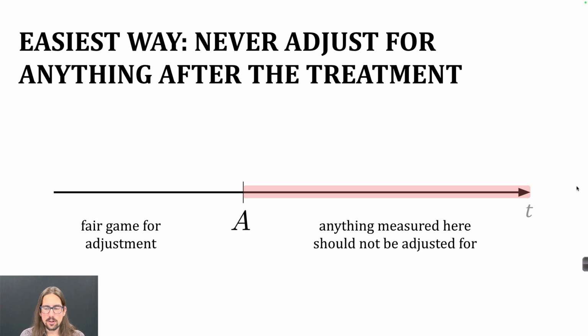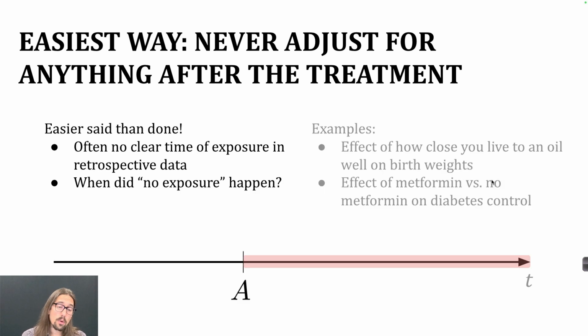If you have a timeline and you're thinking about when these data are being generated for a particular person, anything that happens before exposure, fair game. Anything that's measured after exposure, don't adjust for it. Now, that's actually a lot easier said than done, because in retrospective data, there's often no clear time of exposure.